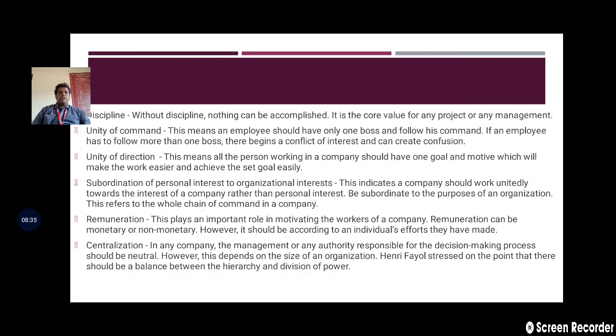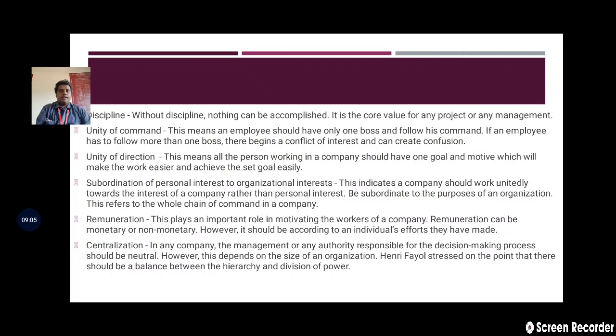Remuneration. This plays a vital role in motivating the workers of the company. Remuneration can be divided into monetary or non-monetary. Monetary means rewards like incentives and salary hikes. These are called monetary remunerations. Non-monetary rewards means the promotions, the appreciation, motivation. These all come under the non-monetary remunerations.